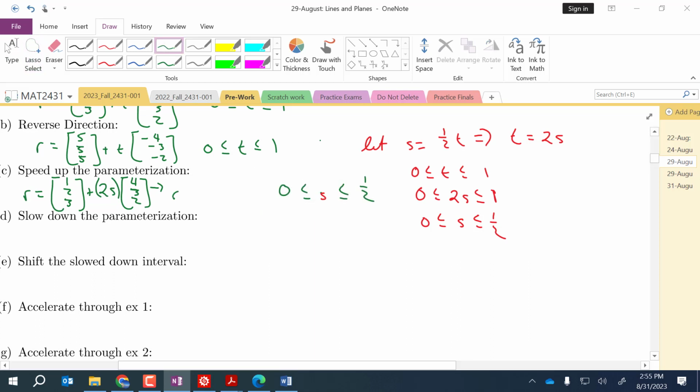We get that r is equal to 1, 2, 3 plus s times 8, 6, 4. What did I just do here, folks? One way to interpret this is I just doubled, I scalar multiplied my direction vector by a factor of 2. We'll talk more about how that's related to calculus.